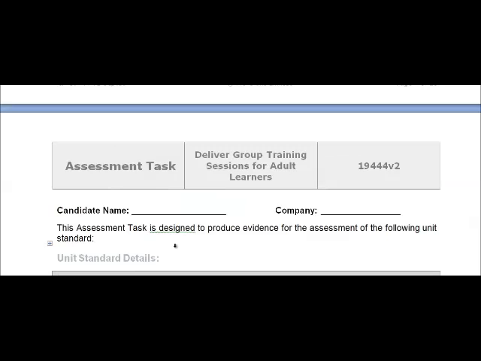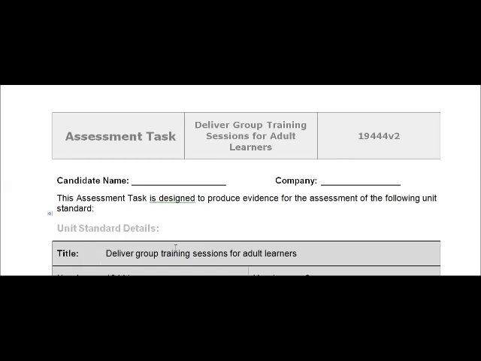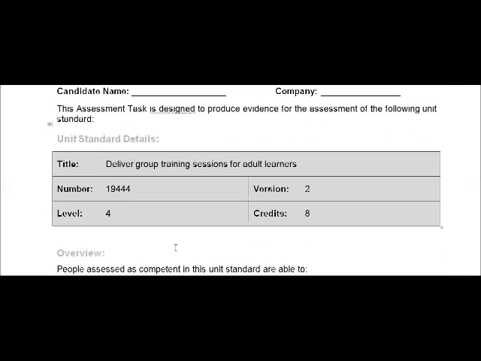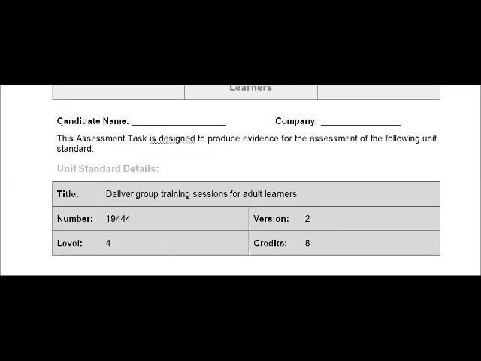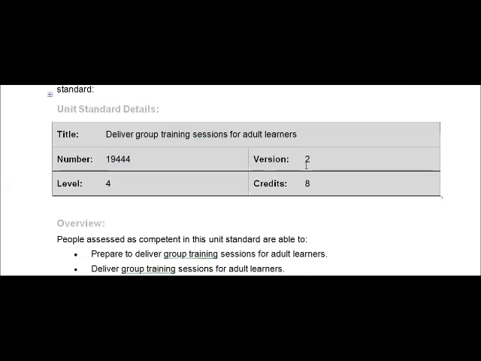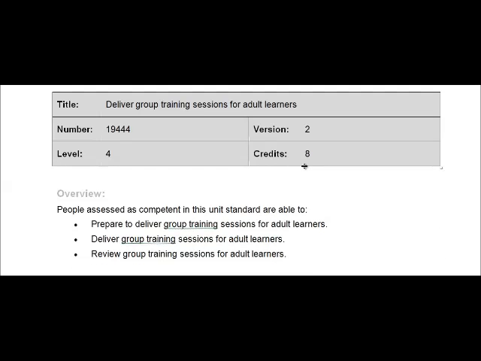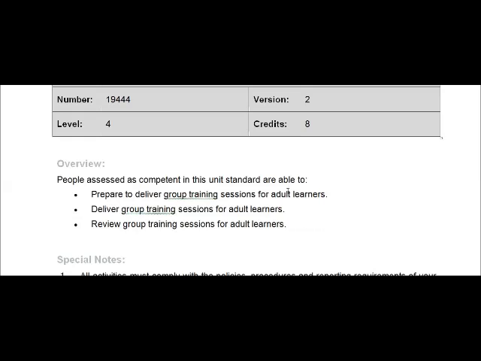You should now be on page 5, where you just need to put your name and the name of your company at the top of that page. And we'll have a look now at a bit of an overview of what you need to do for this task. You'll see here the outcomes. By the end of this assessment, you'll be able to prove that you can prepare and deliver group training sessions for adult learners, and review those sessions as well.